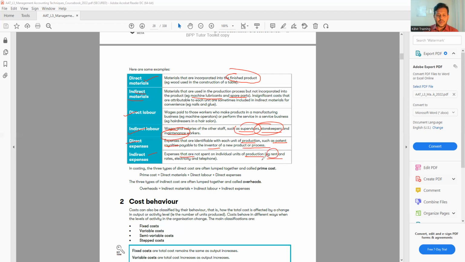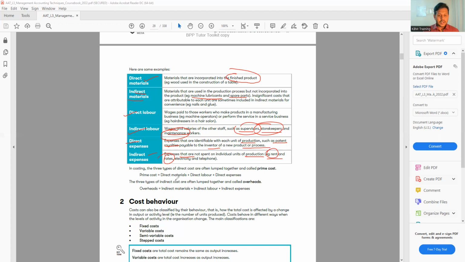For example, rent, rates, which is all about the council tax. Sometimes some of us don't know what rates are. Rates is like when you have a house, we pay council tax, but when you have a business, we pay business rates. Same story, same thing, we pay to the council, but for a house we pay council tax, and if we have a business, we pay business rates.